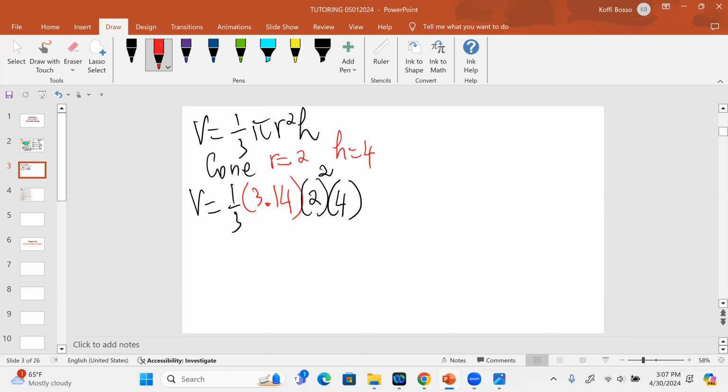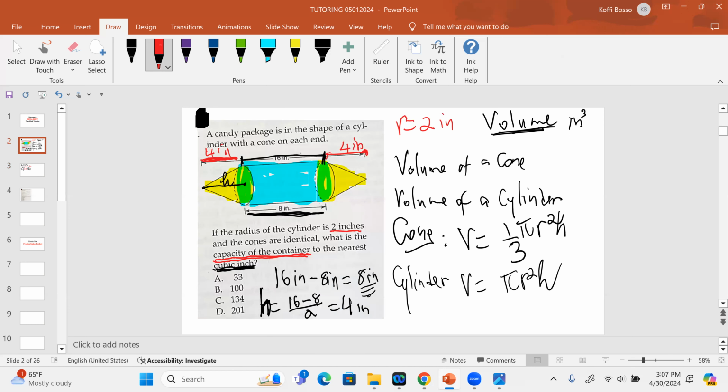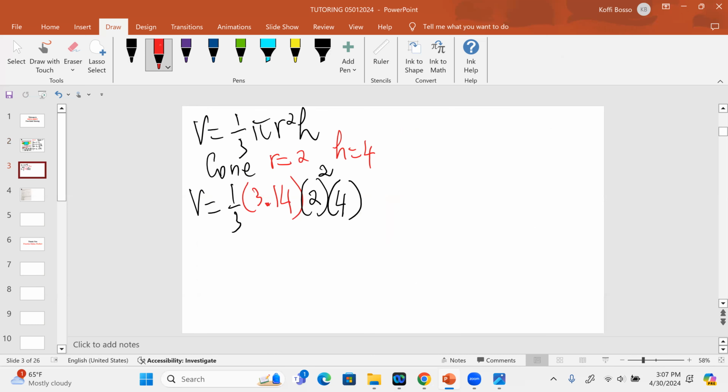So after we find the volume for one cone, how are we going to get the volume for the 2 cones? The problem says that the cones are identical, so they have to be the same. Identical, that's another keyword we need here. That means the volume of the left cone is the same as the volume of the right cone. So if you need the volume of both, we just add them or multiply one by 2. Perfect.